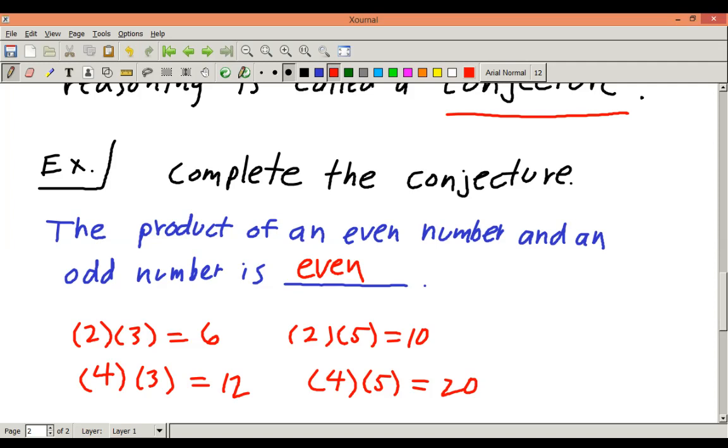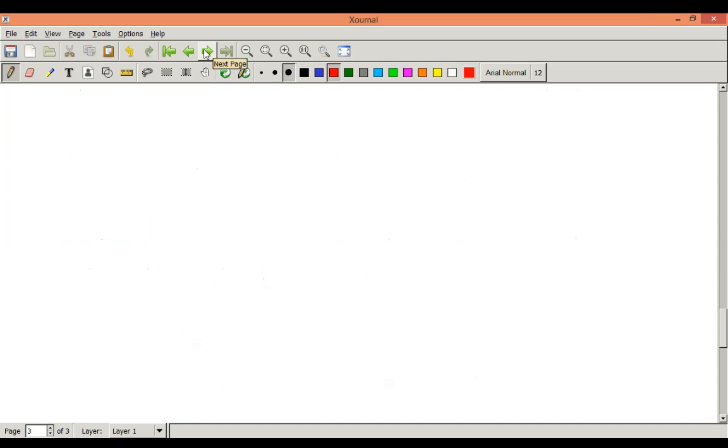Okay. Here's another one for you. Example number 2. Same thing here. And that is complete the conjecture.